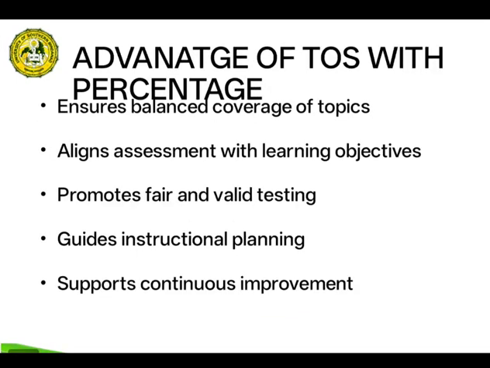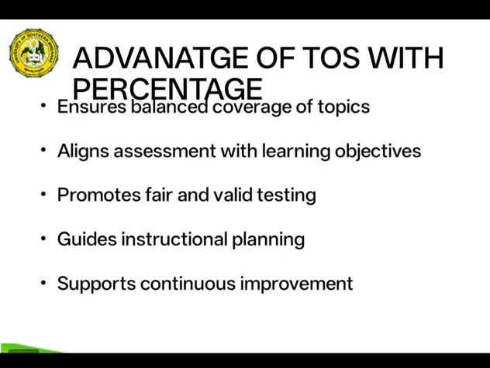Advantage of TOS with percentage. Ensure balanced coverage of topics. By assigning percentage to each topic, the TOS ensures the important content areas receive appropriate emphasis on assessment. Next is alignment of assessment with learning objectives. Percentage indicates the weight of each cognitive level, example 60%, 30%, and 10%, ensuring the test assesses both knowledge and higher thinking as intended in the curriculum.